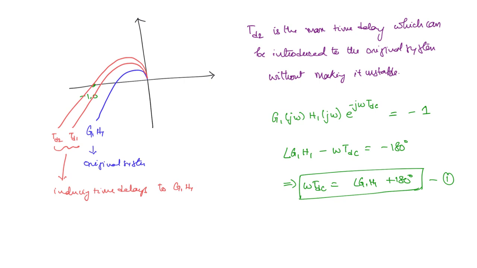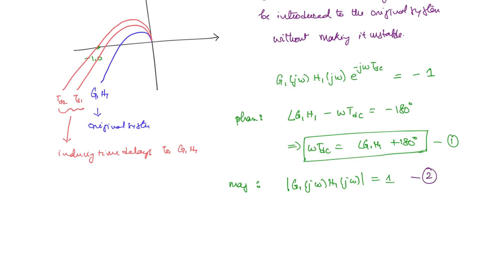So the omega, how you will find out? You will find out from the magnitude condition. This is the phase condition that we have taken. Now using the magnitude condition, we have G1 of j omega into H1 of j omega is equal to 1, because the phasor here magnitude will be simply 1. So from here you can find out omega. Okay. So this is equation 2, you can write. Find omega from equation 2 and then find critical time delay from equation 1.